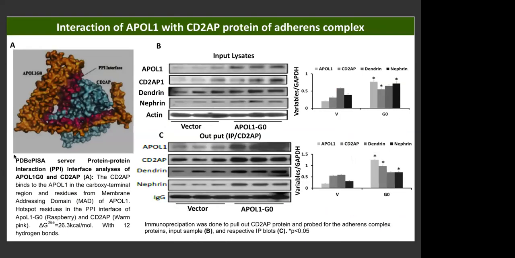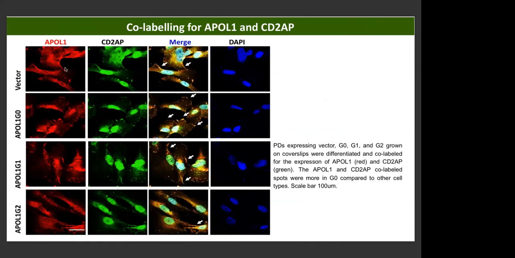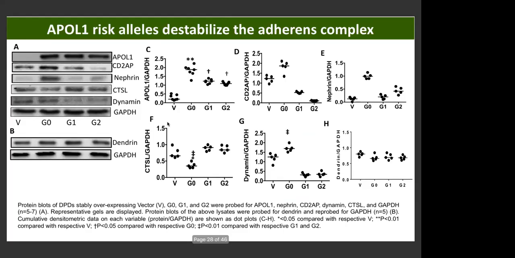So for this, first we did some immunoprecipitation assays, and we have shown that APOL1 forms a very close complex with the CD2AP protein. And we have done some fluorescence microscopy where we have shown that APOL1 co-localized with CD2AP, and these are the regions on the periphery of the cells which are showing co-localization with the APOL1 protein. And to check the destabilization, we have seen that in the case of the risk variants, APOL1 G1, G2, there is a decrease in the CD2AP, nephrin, and dynamin protein, and there is no change in the expression of dendrin.